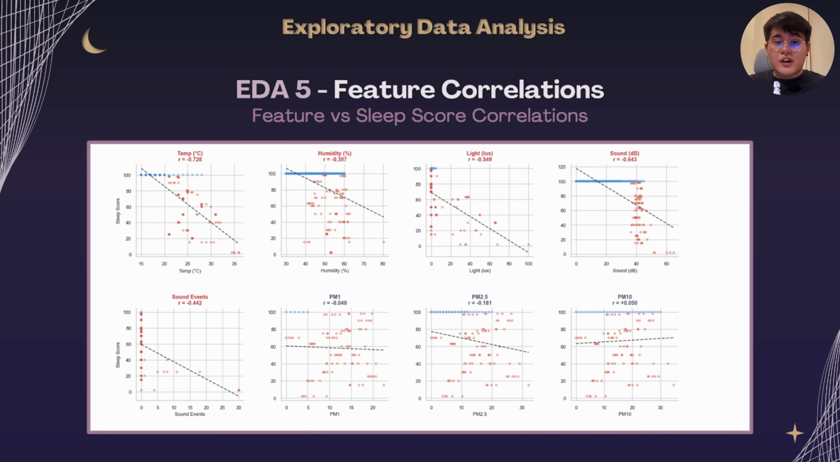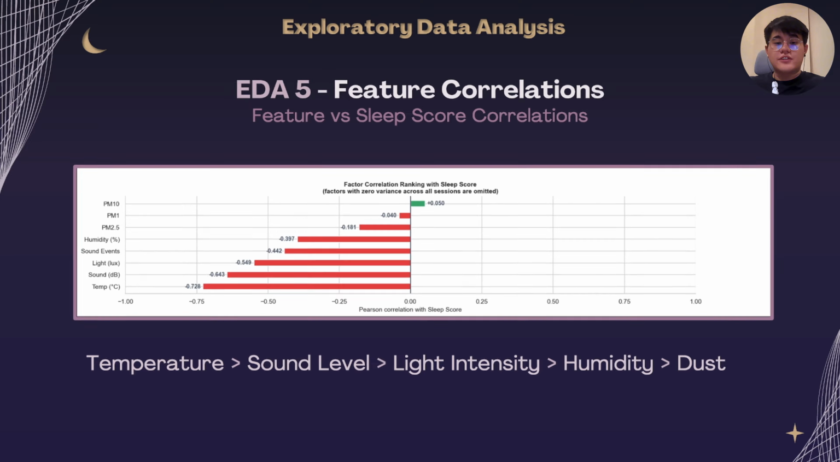EDA5 examines the bivariate relationship between each environmental feature and the sleep score. The ranking from strongest to weakest is temperature, sound average, light, sound event, humidity percentage, PM2.5, PM1, and PM10. All top features are negative. Higher values hurt sleep scores.